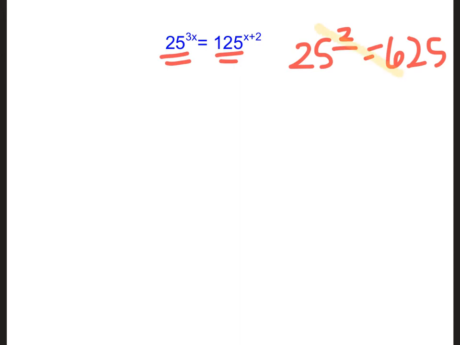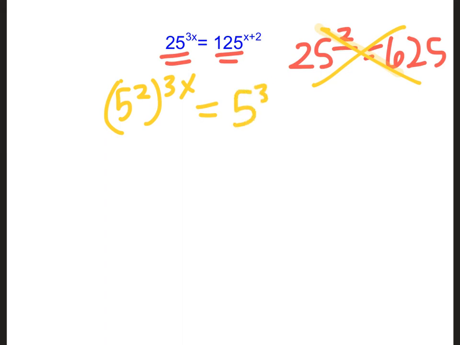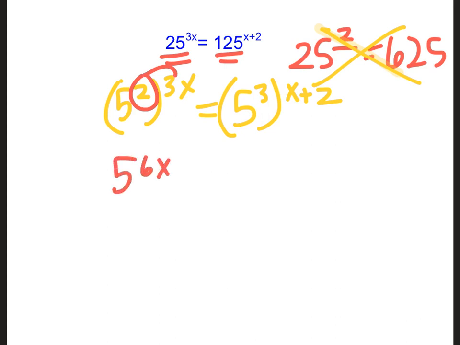But what I notice is I can rewrite both of these in terms of 5. I know that if I do 5 squared, I get 25, so I could have 5 squared to the power of 3x, which equals, and then if I do 5 to the power of 3, I get 125, so I have 5 to the power of 3 times x plus 2. Now we're going to simplify our exponents, so we're going to do 2 times 3x, so we have 5 to the power of 6x equals, and then we have to distribute this 3. 3 times x gives me 5 to the power of 3x, and 3 times 2 gives me 6.